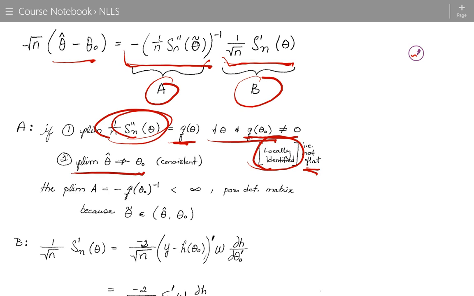Second, if it's consistent, which above we said it was, then the p-lim of A is equal to negative that constant matrix Q at theta naught inverse, which is a finite positive definite matrix. Why is that? Even though we're looking at theta tilde, since theta hat goes to theta naught, and theta tilde is somewhere between the two, it sandwiches it in, so as theta hat goes to theta naught, theta tilde must also go to theta naught. So with a consistent estimator, it pushes the theta tilde to theta naught, and we can say that the p-lim goes to negative Q theta naught.